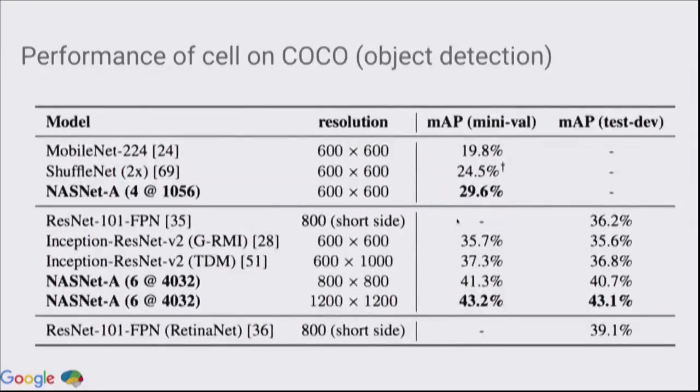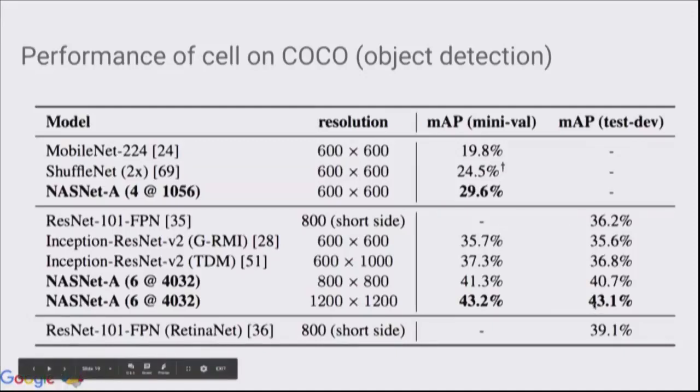We also transferred the architectures that we found to the COCO dataset. This is another holy grail dataset in computer vision for object detection. At the time when we applied it, the state-of-the-art was around 39%, using a complicated loss function. We didn't use it, but the NASNet model that we found was able to achieve 4% better than the state-of-the-art.